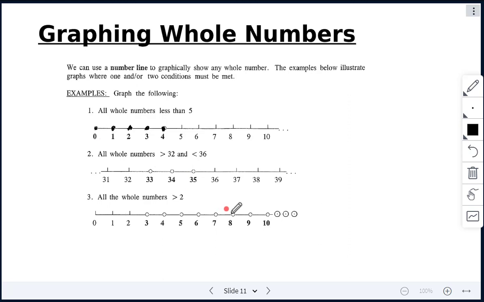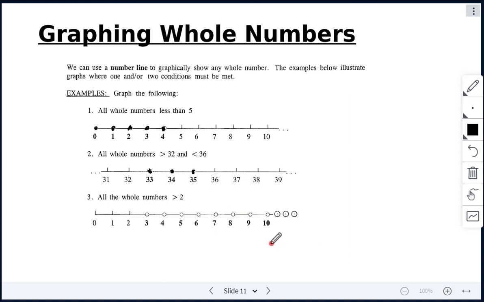All right, so here we have all the whole numbers that are greater than 32 and less than 36. So just the numbers between 32 and 36. 32 and 36 are not included in that. So the three numbers here that are included between 32 and 36 are 33, 34, and 35. All right, so again, we fill in those circles when those numbers are included. In the modules that we see in our workbooks, they just circle them, but we need to have them filled in.